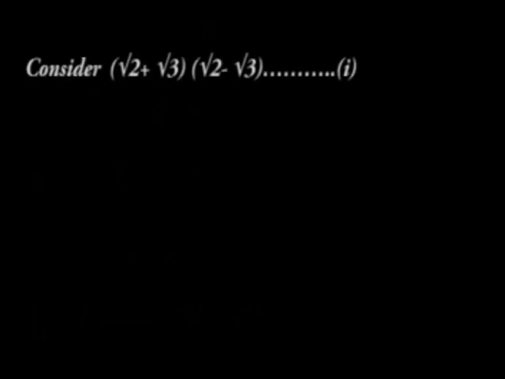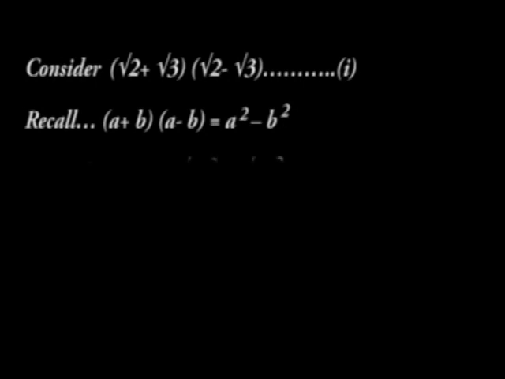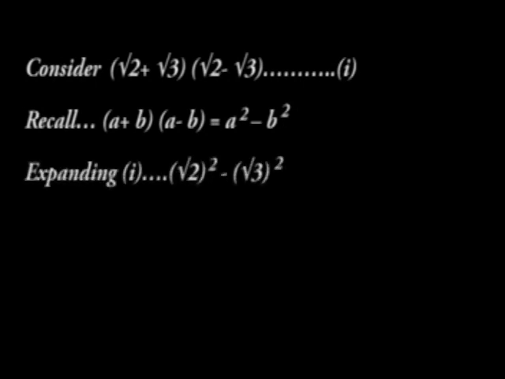Now consider root 2 plus root 3 times root 2 minus root 3. Remember, in the difference of two squares, a plus b times a minus b was given as a squared minus b squared. Thus, if we expand root 2 plus root 3 times root 2 minus root 3, we shall have root 2 squared minus root 3 squared, and we shall have 2 minus 3, and the answer is minus 1.